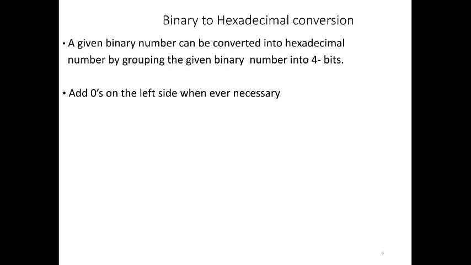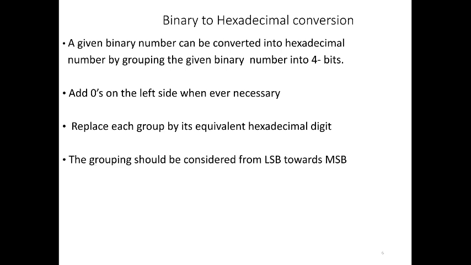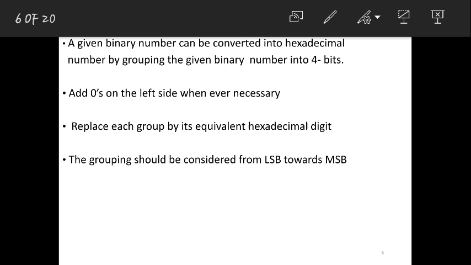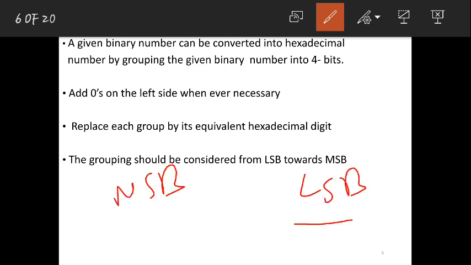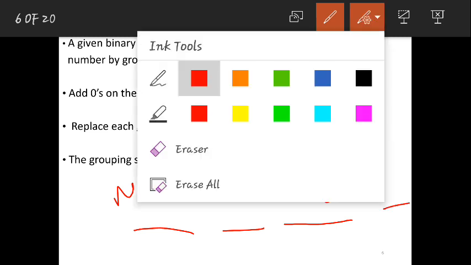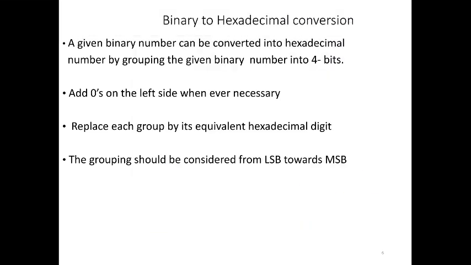So same thing. See, replace each group by its equivalent hexadecimal. The grouping should always be considered from LSB towards MSB. Even in octal we did the same. So when you take the integer part, definitely LSB is here, MSB is here. So from the least significant bits you need to make groups. Is that fine? And when you write after the point, from here you need to make the grouping.